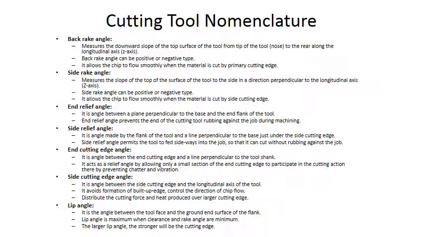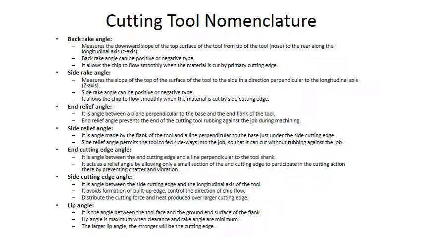So, the cutting tool nomenclature. What is the cutting tool nomenclature? In cutting tool nomenclature, different parts are designated by standard names: back rake angle, side rake angle, end relief angle, side relief angle, end cutting edge angle, side cutting edge angle, lip angle. So these are the cutting tool nomenclature.